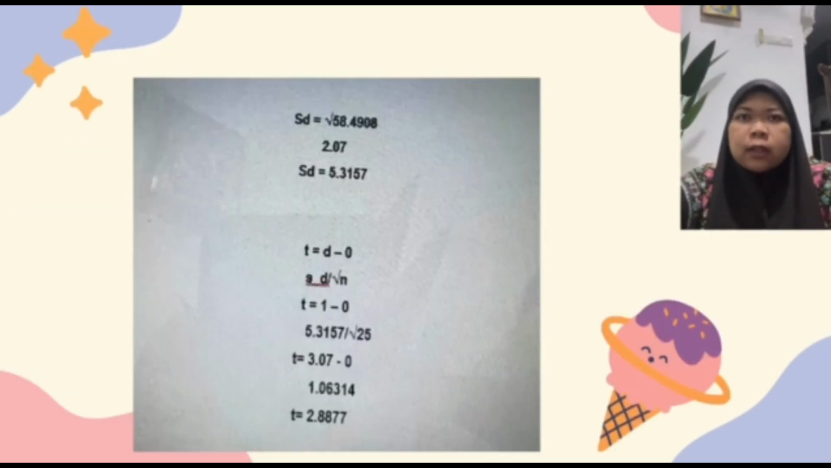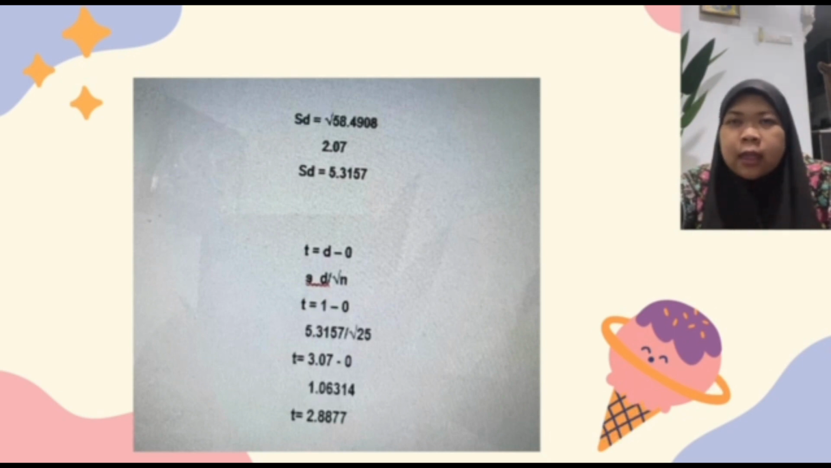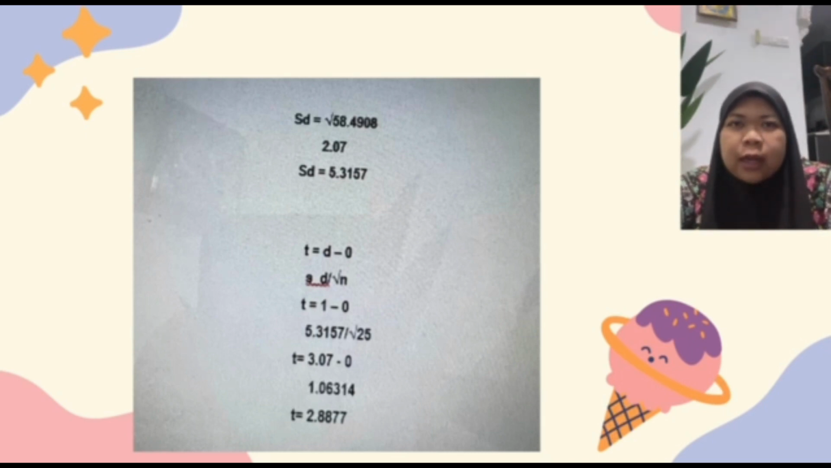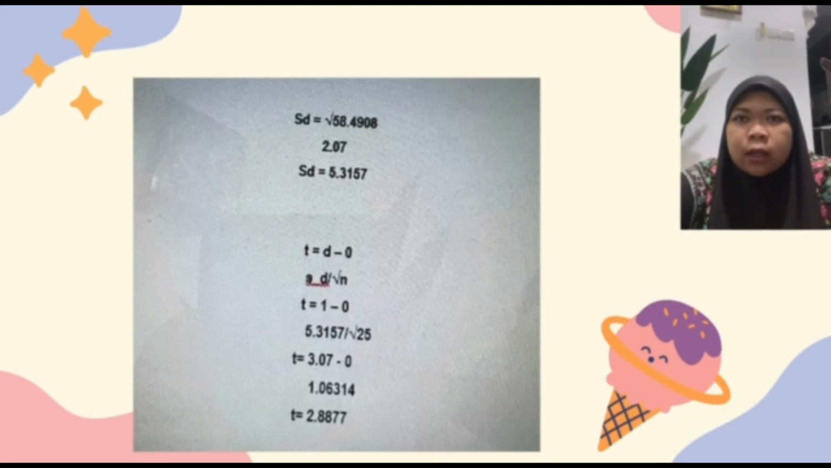Next, we got the answer for D2, which is 55.4908. We need to divide it by D1, which is 2.07. The total that we got is 5.3157. We need to divide 5.3157 again by 25. So we got 3.07.